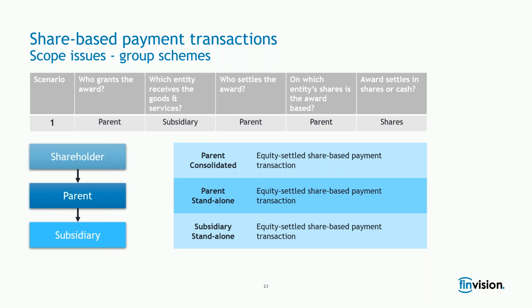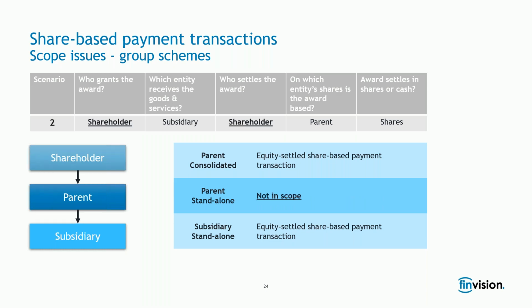As long as the parent and the subsidiary are within the same group, in the parent consolidated financial statements, that will still be an equity settled share-based payment plan. In the standalone financial statements, the same case, and also for the subsidiary. Now, what you will see in our next example, we have changed a few things. Here, it will still be the subsidiary who receives the goods and services, but it's a shareholder who is granting the awards and settling them.